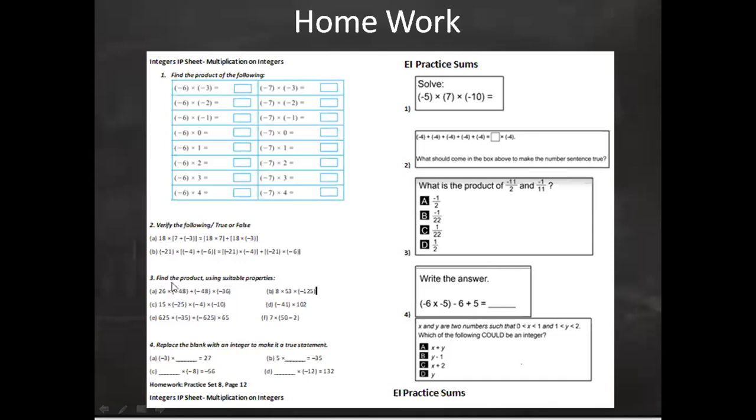Okay, so leave question number 3. Do not do question number 3. We'll do this later. Okay, so you can leave question number 3.